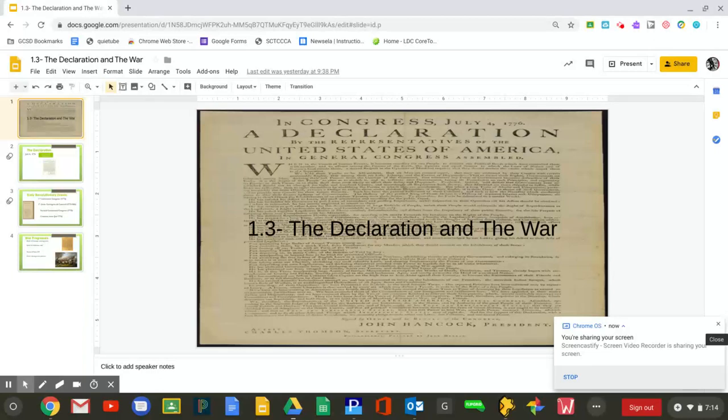Okay, guys, today we're going to be looking at indicator 1.3, and 1.3 is really going to be about the Declaration of Independence and the American Revolution. So, with that being said, let's get started and let's get into the Declaration and the American Revolution.